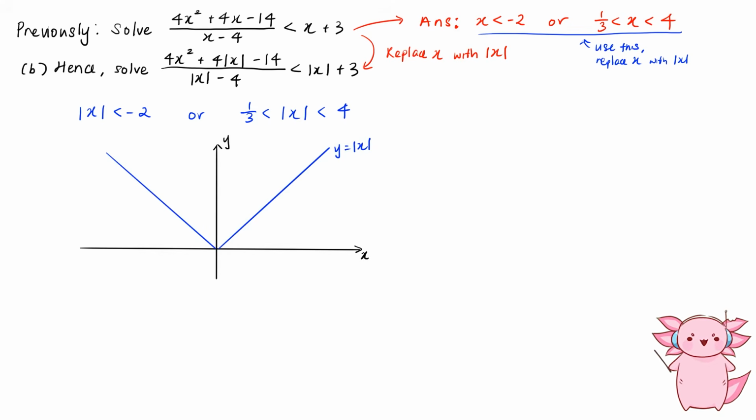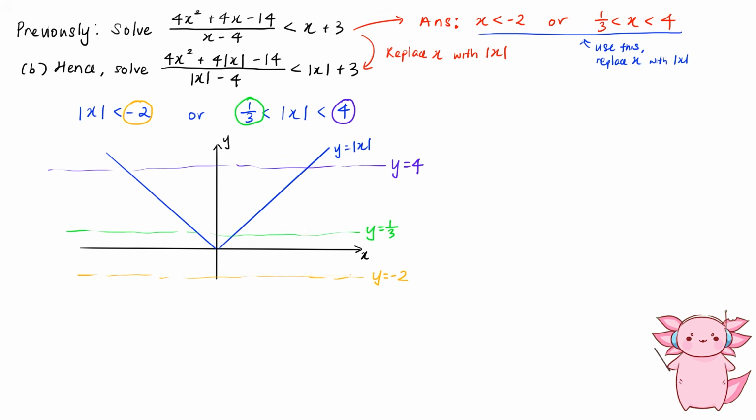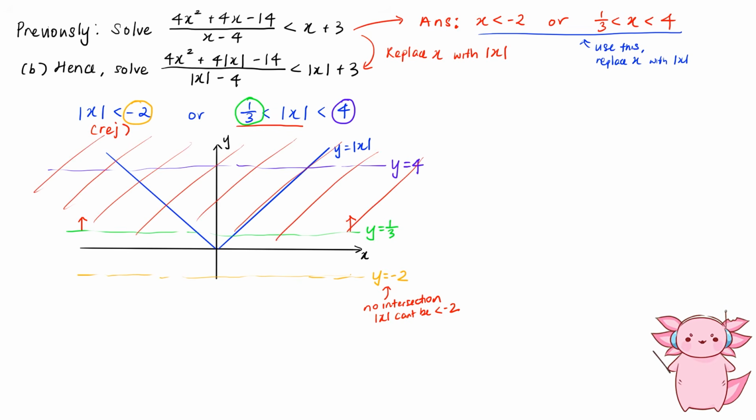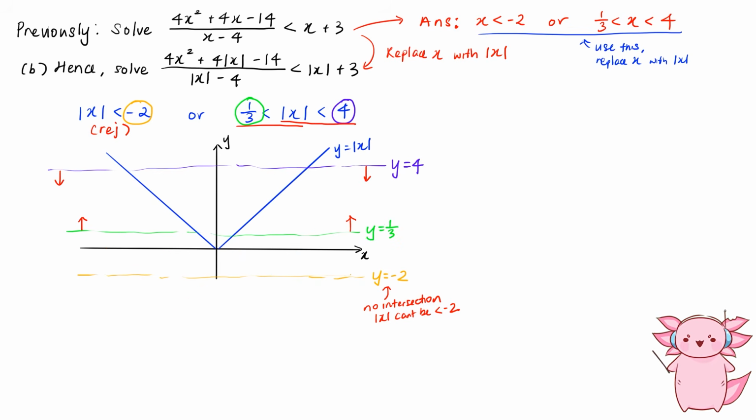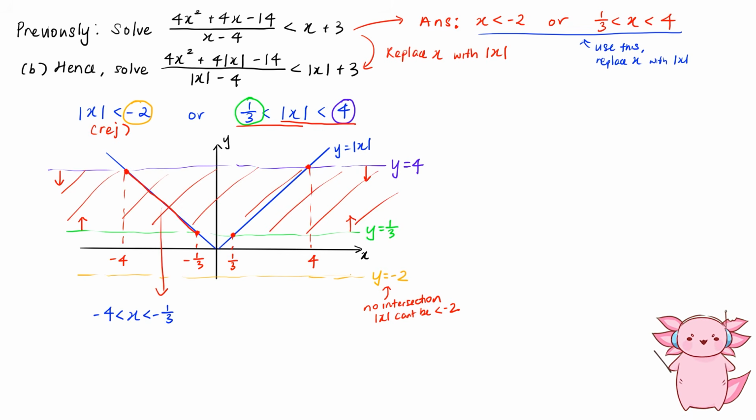So let's sketch the graph of modulus x and the lines y equals -2, y equals 1/3, and y equals 4. Since the graph doesn't even touch y equals -2, we can reject this. For this part, modulus of x is greater than 1/3, so it refers to this region here, and the modulus of x less than 4 is this region here. So the final answer is the region in between, which is x in between -4 and -1/3, or between 1/3 and 4.